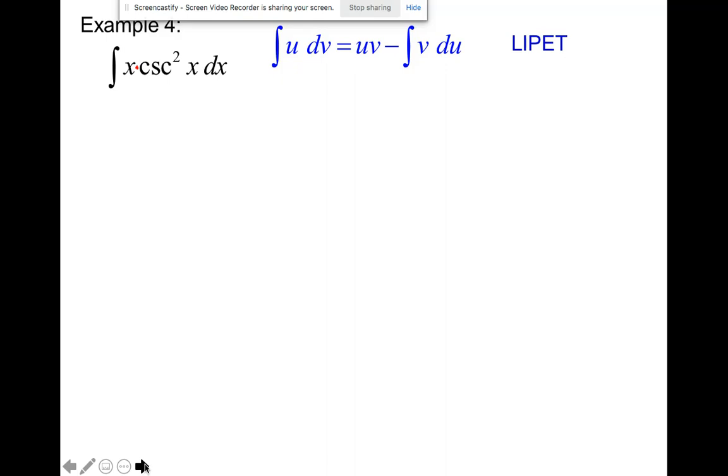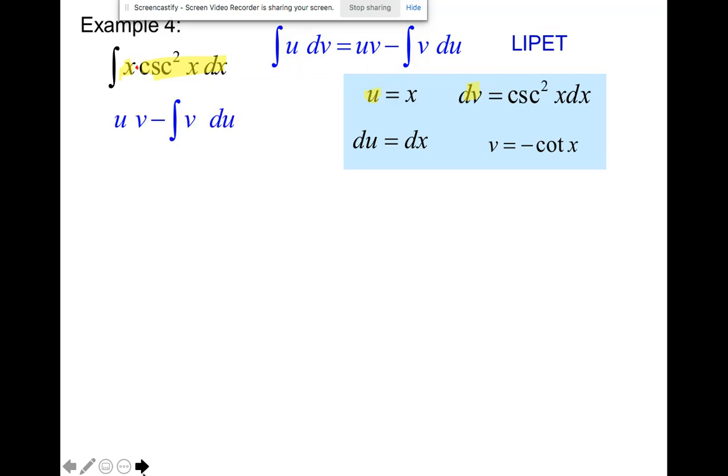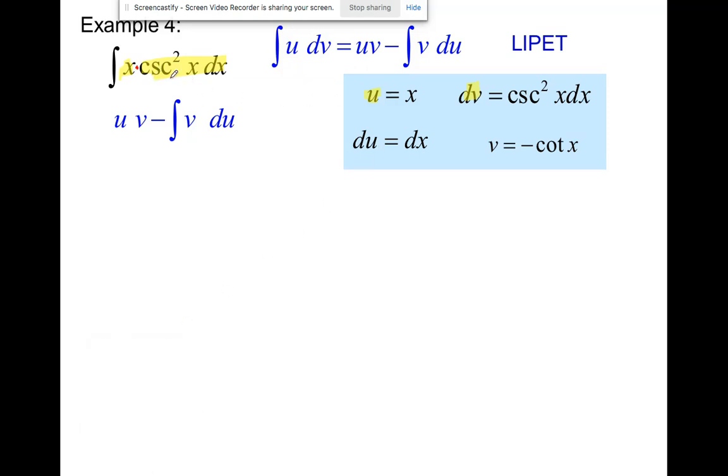There's no log factor. There's no inverse trig factor. There is a polynomial factor. So I chose u to be x. dv was everybody else. Once I pick u to be x, everybody else in the integrand, everybody, has to be dv. Differentiate x, anti-differentiate v. This integral can now be written as u times v minus the integral of v du.